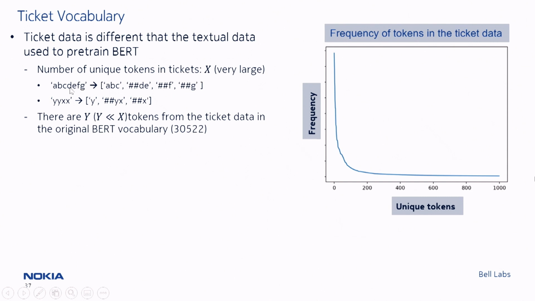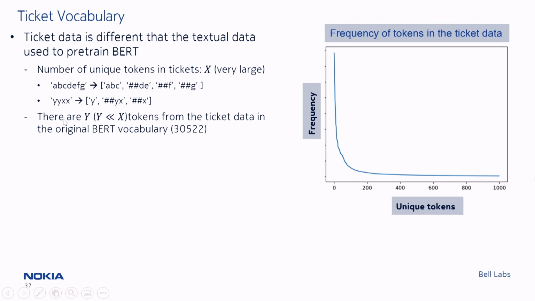Here I'm showing some synthetic tokens. Suppose that these two tokens are frequent in the ticket data, but they are not present in the BERT data or BERT vocabulary. That's why, when BERT faces these tokens, it decomposes them into several sub-tokens. And actually, we don't want this to happen. We would like BERT to keep all these tokens as a single token in the tokenization phase. Here, the solution is to add the most frequent tokens in the ticket data to the BERT vocabulary.